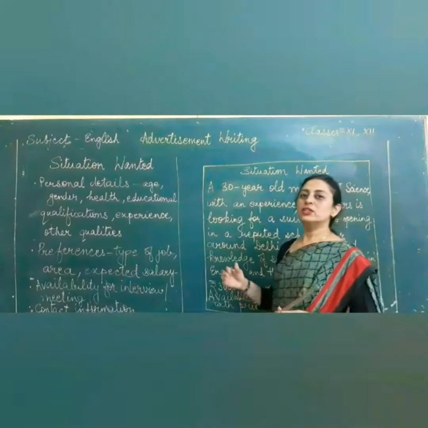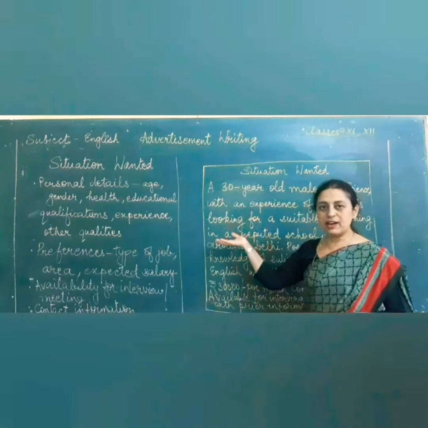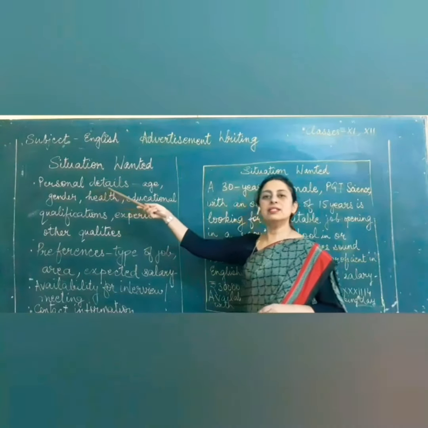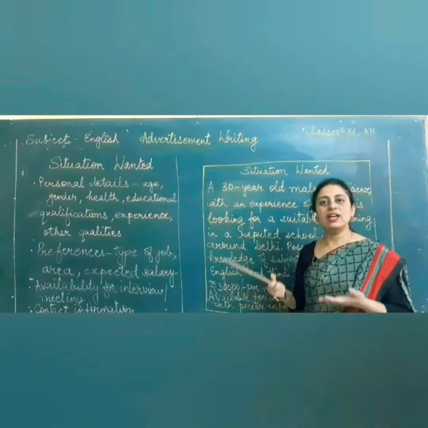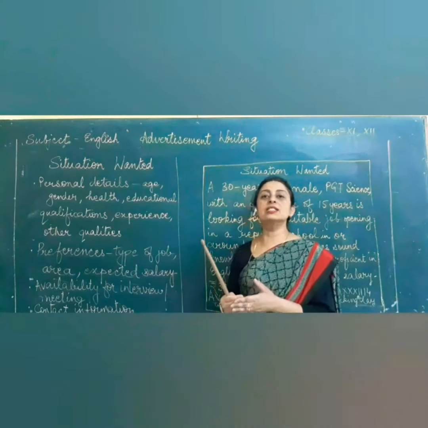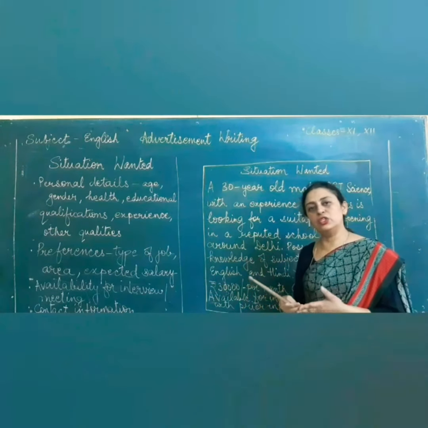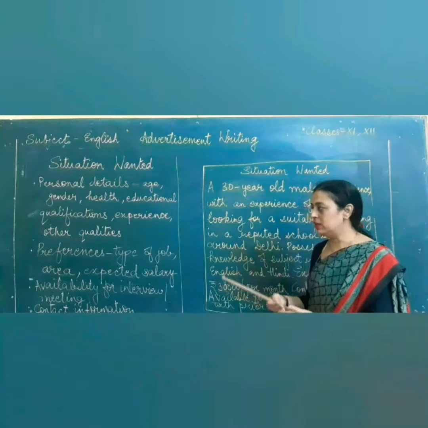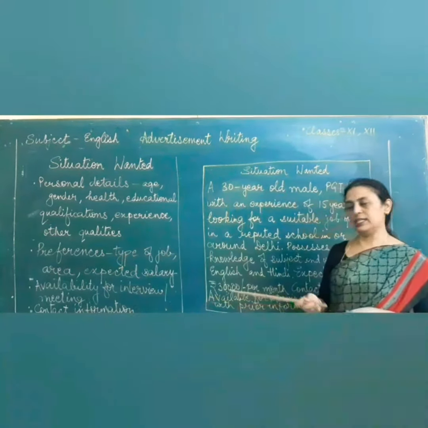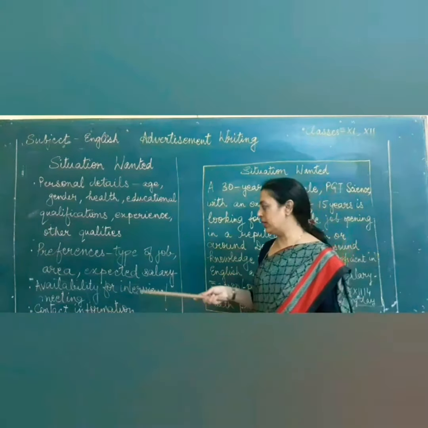Now let us move on to the next part, that is situation wanted. When we write such an advertisement, we must keep in mind that we need to start with personal details like age, gender, your health condition, your educational qualifications, the experience that you have, and any other quality that makes you the most suitable for that particular job. After mentioning these points, you will write your preferences, what kind of job you would like to have and what area you would like to work in.